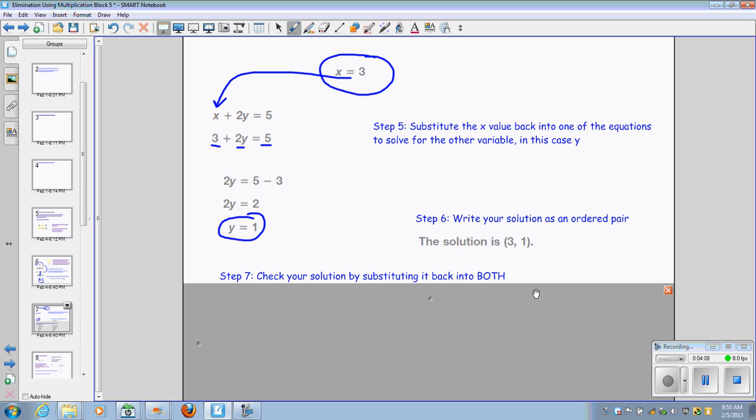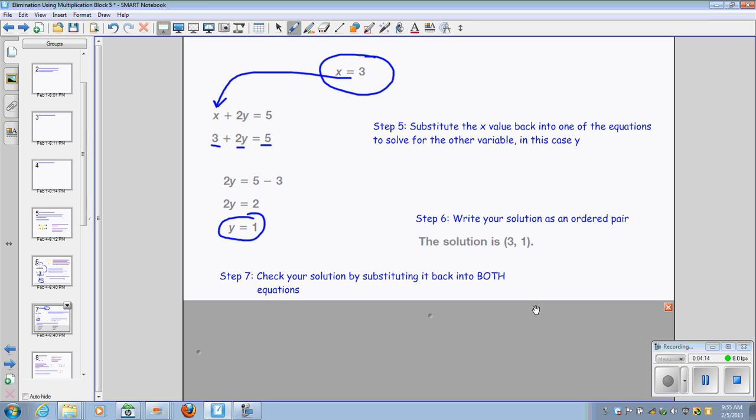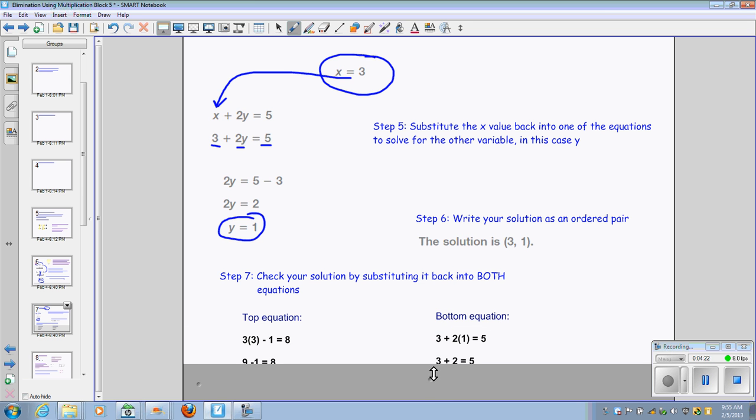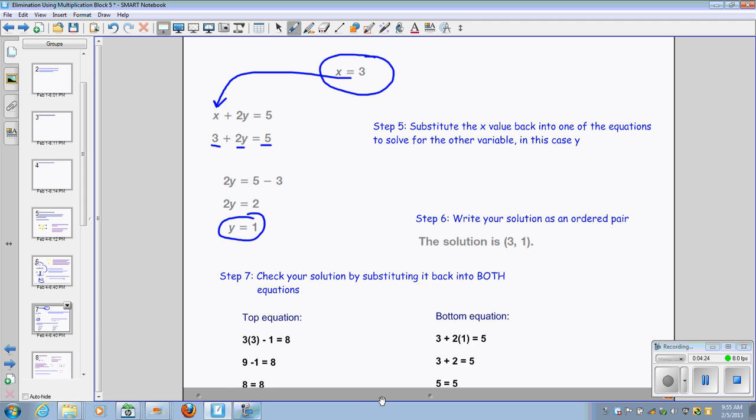Step 7, check your solution as it was yesterday by substituting it back into both equations. Because remember, we're solving for a system, so we want a point that makes both equations true. The top equation will give us 8 equals 8. That's true. And the bottom equation will give us 5 equals 5. That's also true.